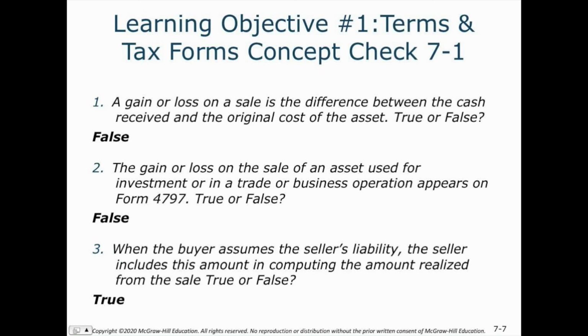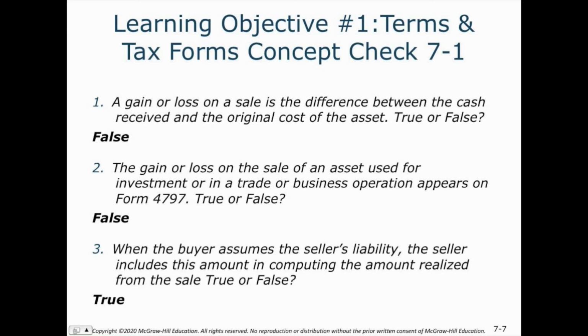Let's take a look at our first concept check. Concept check 1. A gain or loss on a sale is the difference between the cash received and the original cost of the asset. True or false? And that is going to be false, because the gain or loss on the sale is going to be the difference between the cash received and the adjusted basis of the asset.